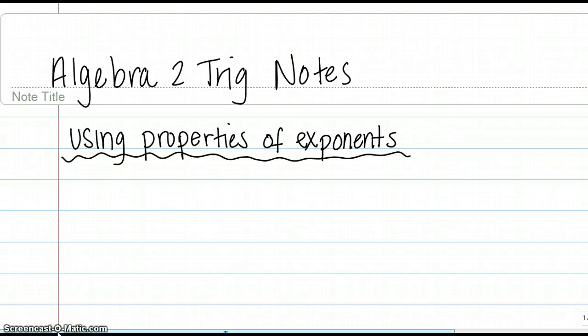Hi everyone. Tonight we're going to be talking about using properties of exponents. So we have 7 rules for simplifying exponential expressions.